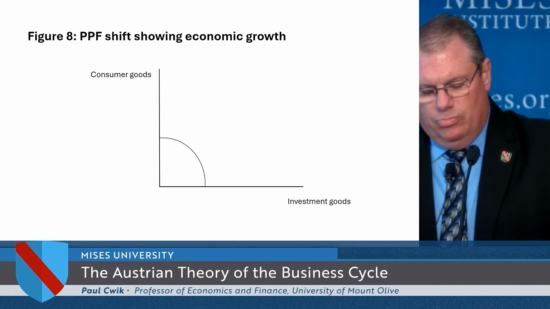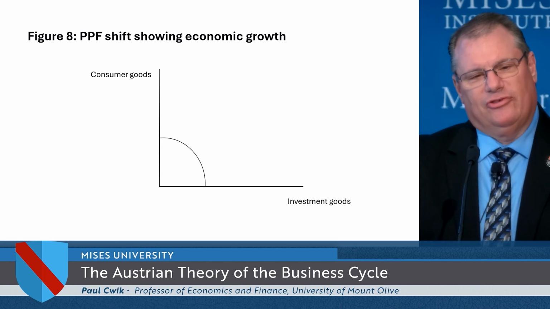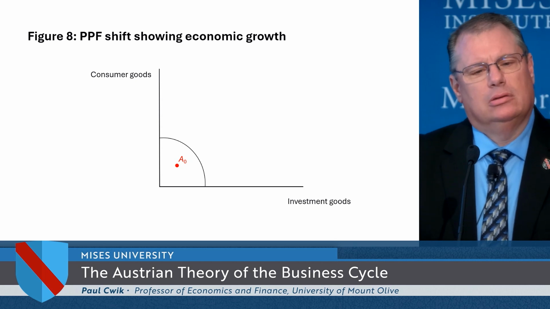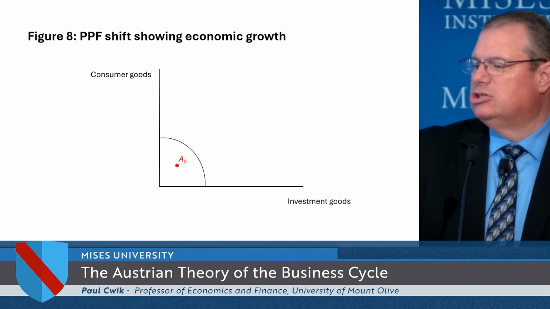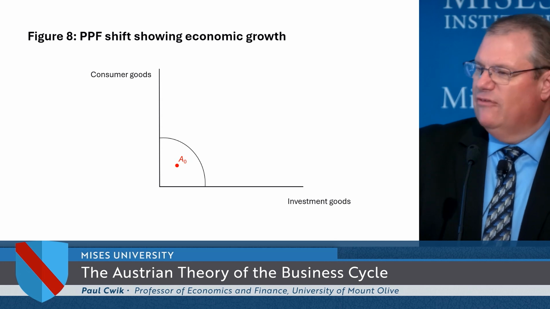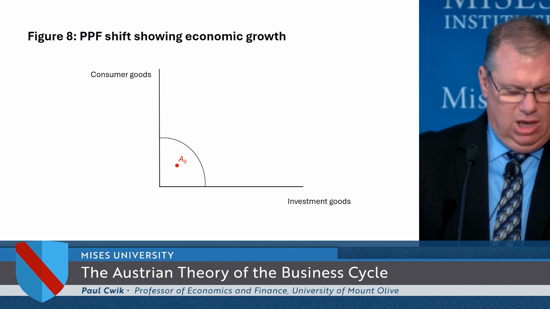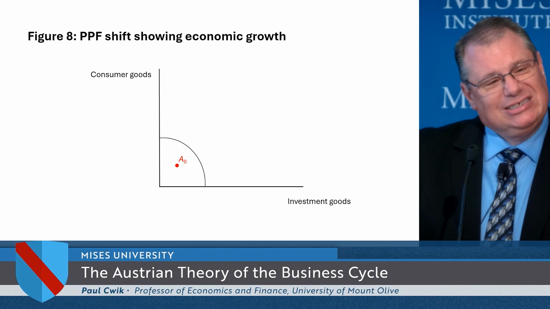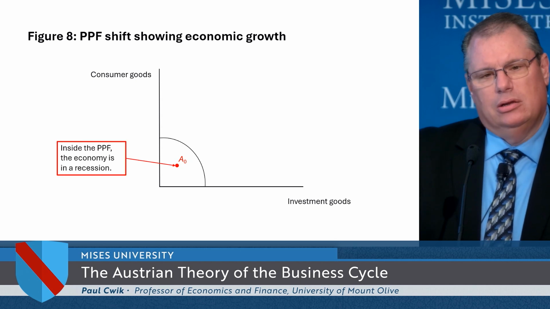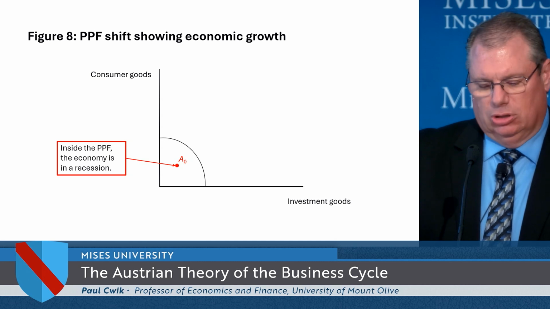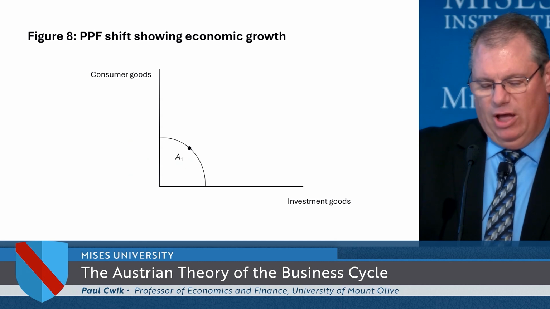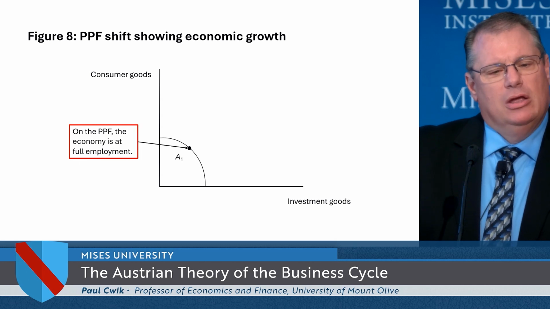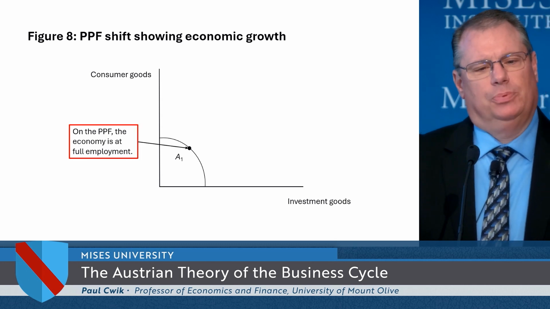Now, if we take a look at our production possibility frontier curve, what is point A? It's inside the production possibility frontier. So if I'm on the frontier, what does that mean? Well, on the frontier means that I am at full employment, but inside, what is that? We're in a recession. We're not at our potential, okay? But if I'm on the frontier, what does that mean? I'm at full employment.